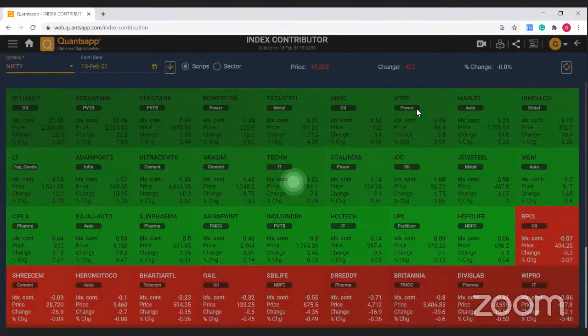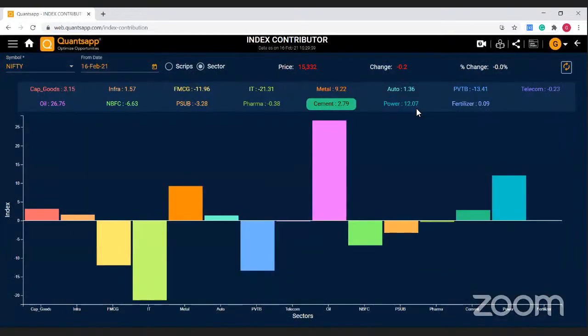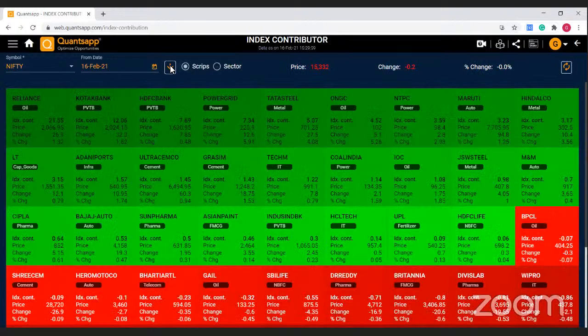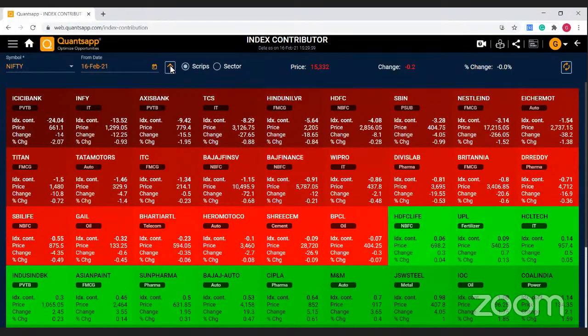So Nifty 50 is a combination of different stocks from different sectors. If I say oil, it has around 8 or 9 companies in the oil sector. You can see the oil sector was contributing positively to the Nifty today. But private bank, IT, FMCG, these were the sectors which were contributing negatively to the Nifty. So this is how you can use this tool to look into which stocks are contributing positively or negatively, with the help of the index contributor.